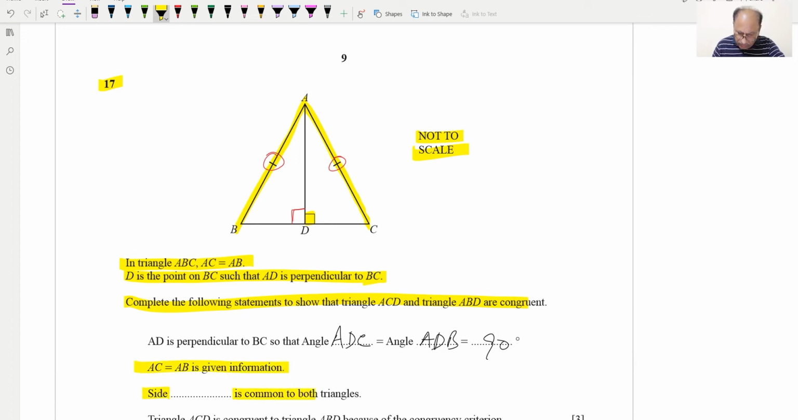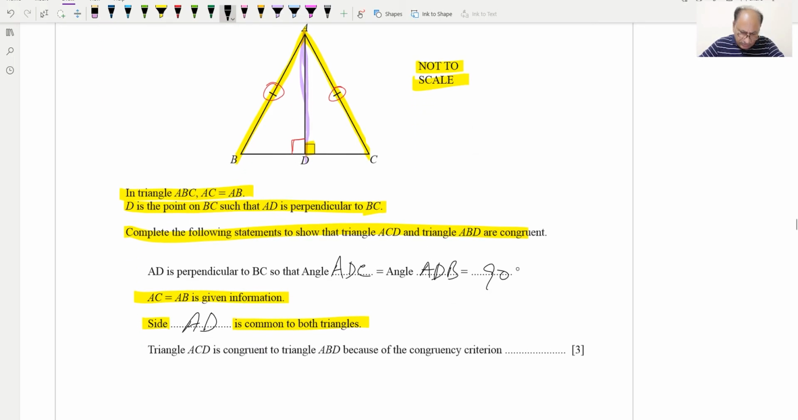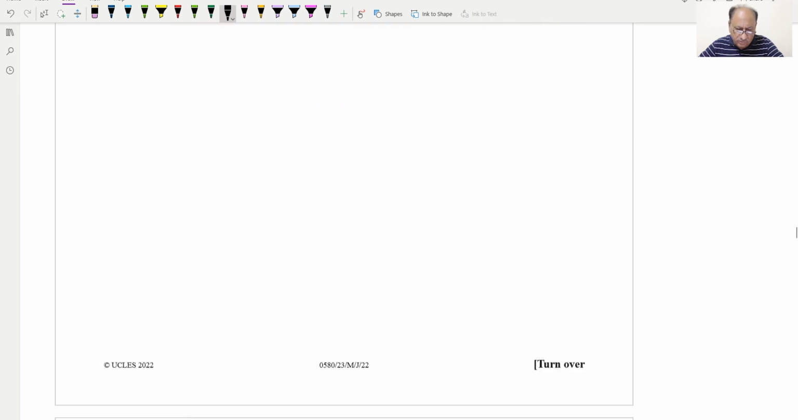This side is common on both sides. So we can see this AD is common in both, so we can write here AD. Then triangle ACD is congruent to triangle ABD because of the congruency. So this will be the side angle side theorem, SAS, we can write like this, and this is the 3 marks question which we have done.